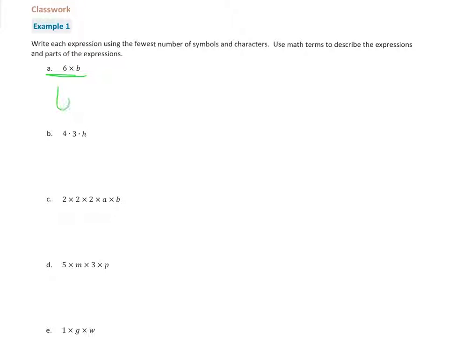So if I write it this way, 6b means the same thing. Still means 6 times b, but look, even shorter. So when you see a letter and a number smooshed together, or two letters smooshed together, you can just assume that means they have to be multiplied together. So for 4 times 3 times h, we could write it as 4 times 3h, or if we wanted to be even lazier, we could go with 12h. Boom, look how short we made that.